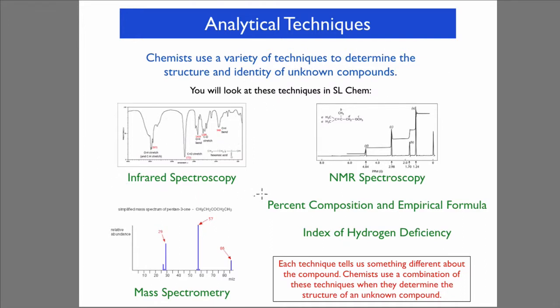We've got infrared spectroscopy, which uses infrared light to study molecules and compounds. Mass spectroscopy, which uses the mass of substances to determine what they are comprised of. We've got NMR spectroscopy, which is nuclear magnetic resonance spectroscopy. We can use percent composition and empirical formula to work out the structure of substances, and the index of hydrogen deficiency too. Each technique tells us something different about the compound. Chemists use a combination of these techniques when they determine the structure of an unknown compound.